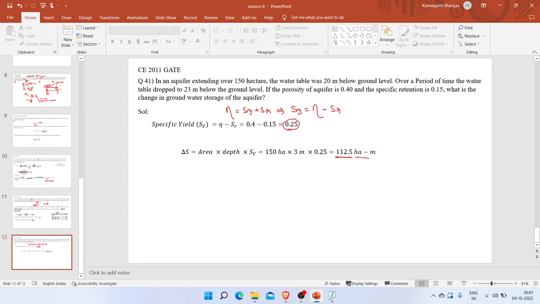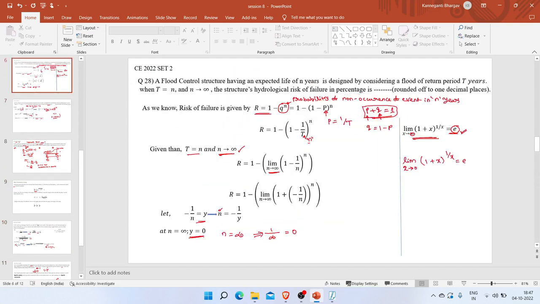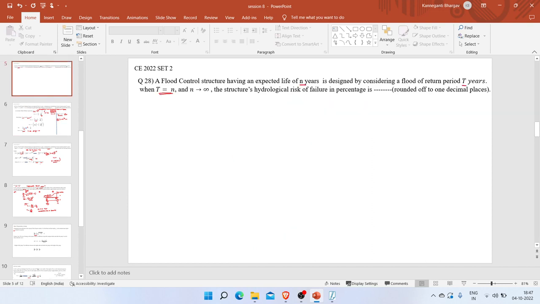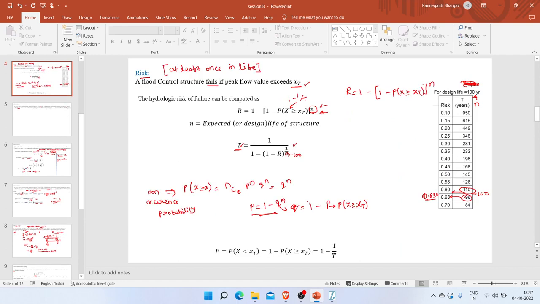Yes, sir. I had one question related to the recurrence and the probability that you showed in one table to us. That table of risk and time duration. Yes, this table. You were explaining something out of it, like as T and N come together, their values coincide, the risk increases. Could you please explain that again? I was not able to catch that point.